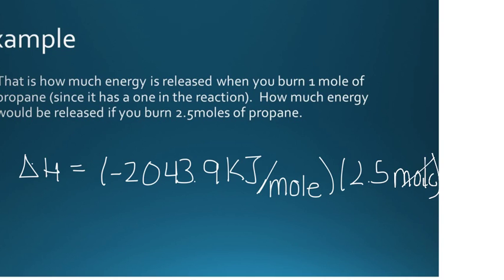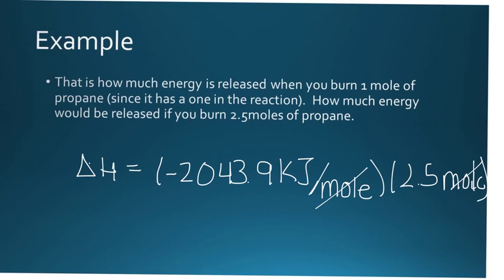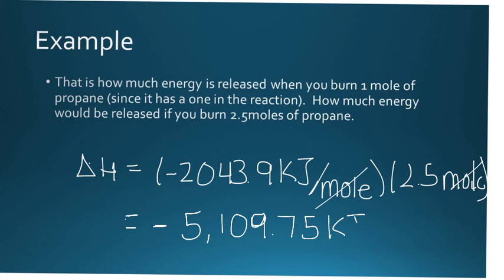Okay, our moles cancel out, which is exactly what we need them to do, and we end up with negative 5,109.75 kilojoules.